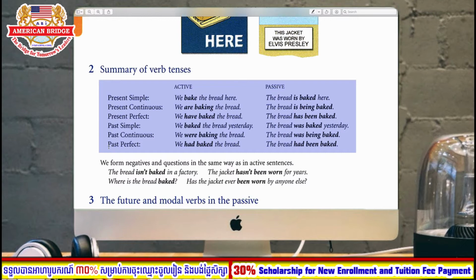So here, if you use the present simple in the active form, we bake the bread here. See, the subject plus verb, simple verb. But if you want to write it in the passive form, you change the subject and then you try to find the structure, which is to be plus past participle. Okay, so all the forms have to follow the rule to be plus verb 3. As you can see, is baked. When you see the word being, it is in the continuous tense. So these are the general rules of the passive form.